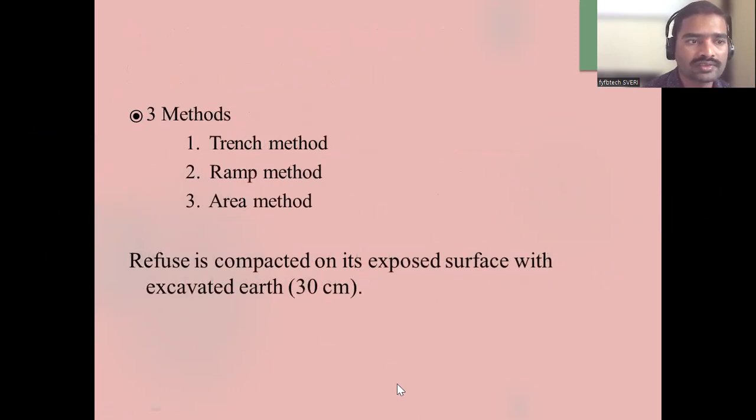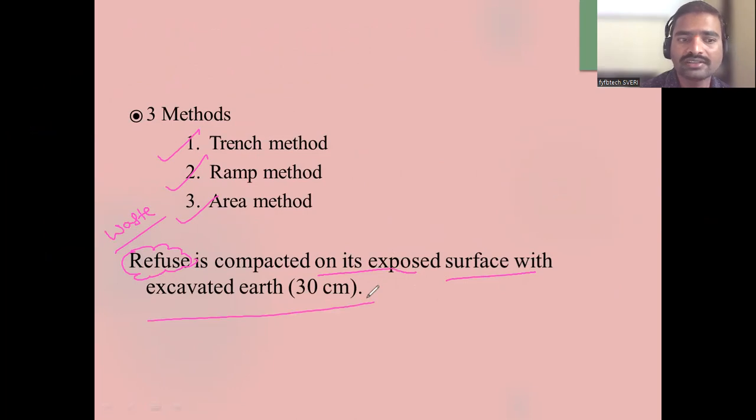Next are three methods. These three methods come under the trench method, ramp method, and area method. Refuse, what is refuse? Refuse means waste. Waste is compacted on its exposed surface with 30 centimeter of excavated earth. Whatever the ground is, in this ground they will excavate, the waste is put, they will do compaction and they will finish it. That is the trench method. In the ramp method, if the ground is sloping, they will do the ramp method.